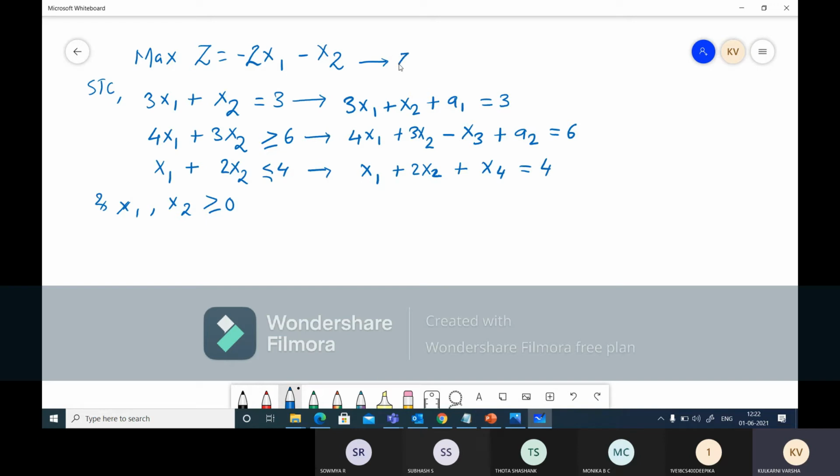This will become maximization of z is equal to minus 2x1 minus x2, then plus 0x3 plus 0x4 minus Ma1 minus Ma2, right?